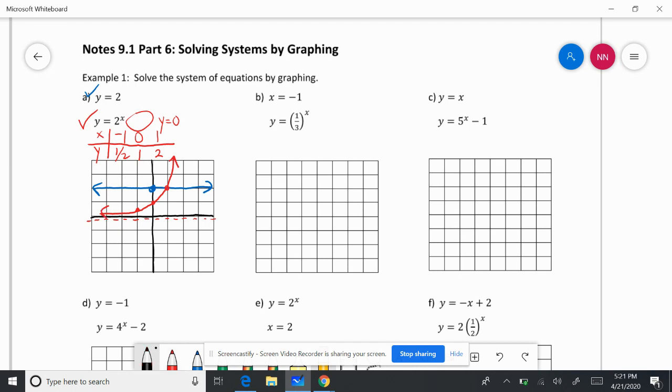Now, if we're looking at this, our goal is to see where it intersects. And it intersects right there, which is the ordered pair 1, 2.